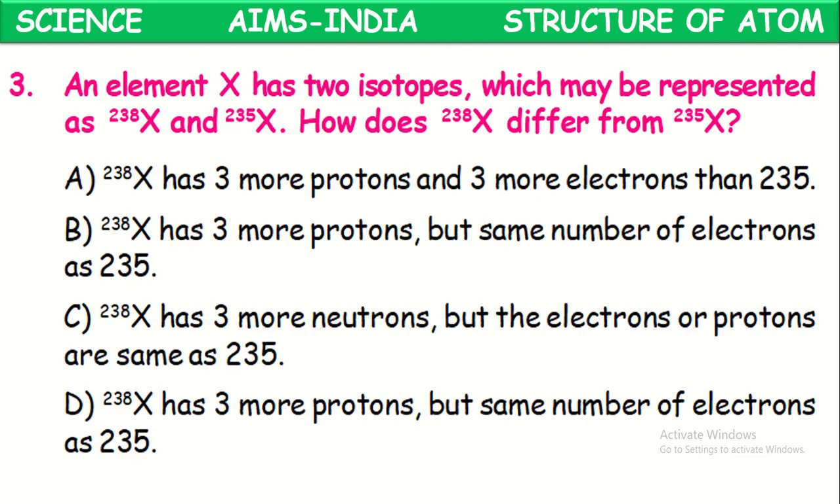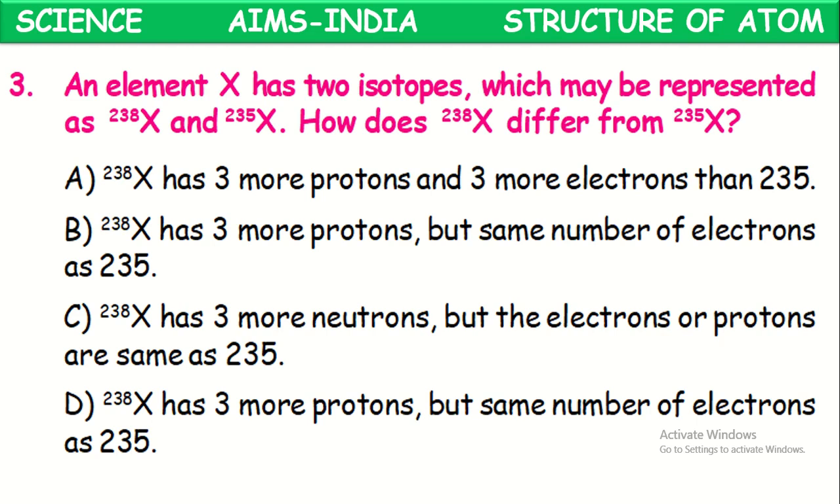Next, an element X has two isotopes which may be represented as X238 and X235. These two numbers represent the mass numbers of those isotopes. How does X238 differ from X235? These two are atoms of an element, isotopes. They have different mass numbers, and the atomic number will be the same. How do these two differ?